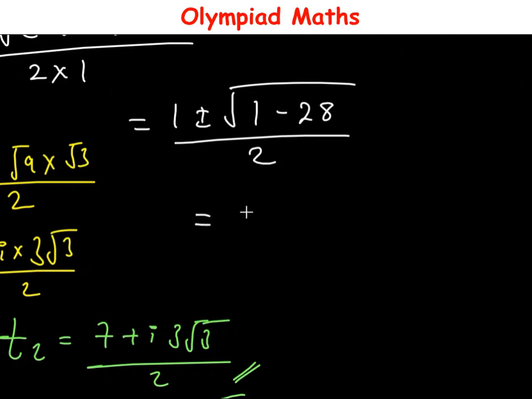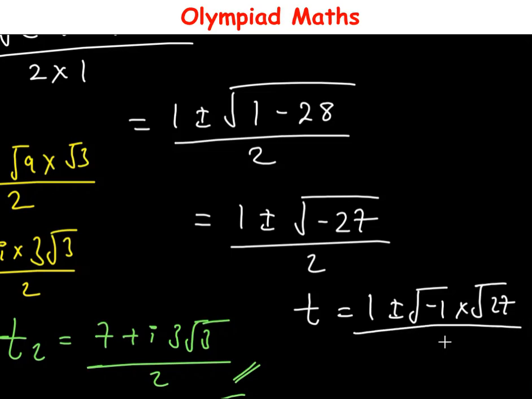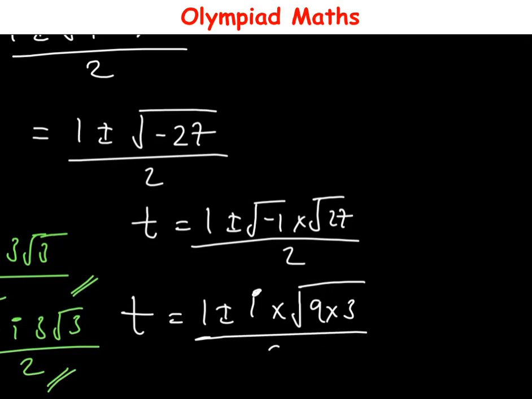So this is then equal to 1 plus or minus square root of 1 minus 28, which is minus 27, all over 2. So the value of t is equal to 1 plus or minus root minus 27, which can be written as root minus 1 times root 27, then all over 2. So solving this further, the value of t is equal to 1 plus or minus root minus 1, which is i, times, we can express root 27 as root 9 times 3, all over 2.